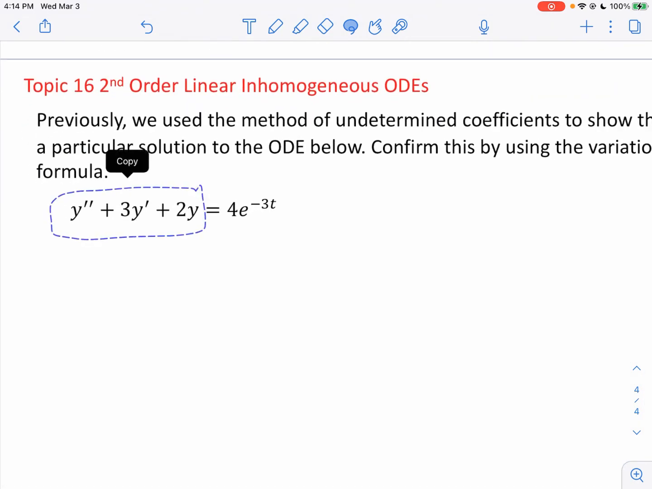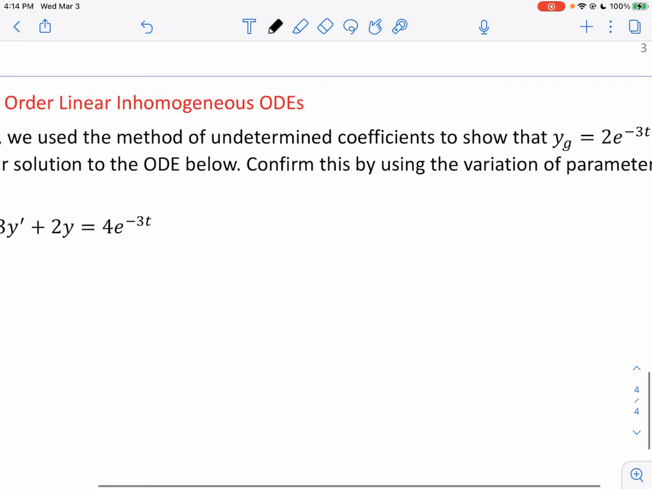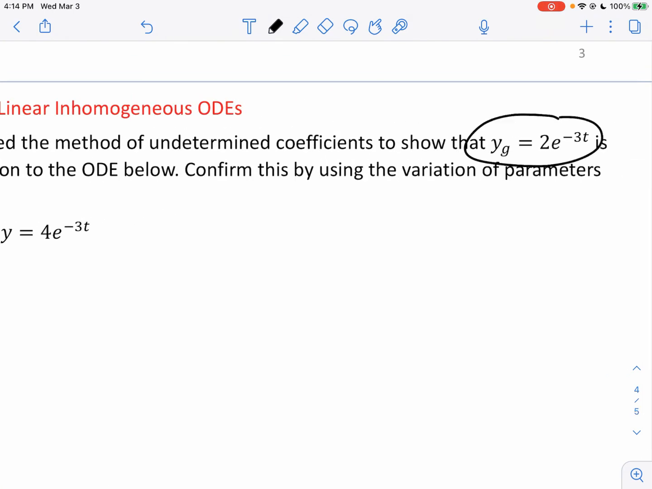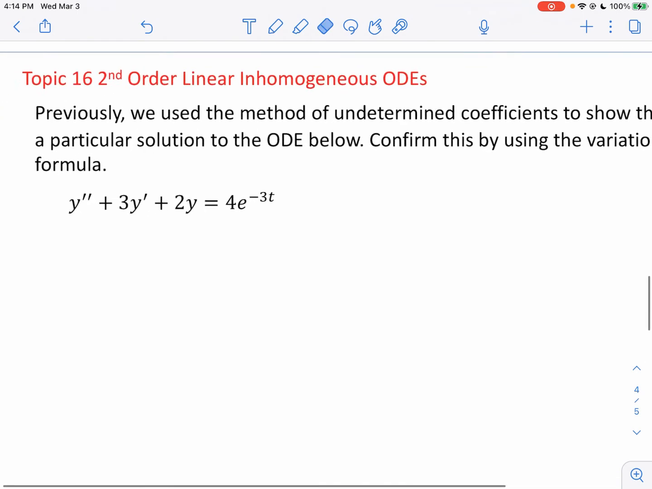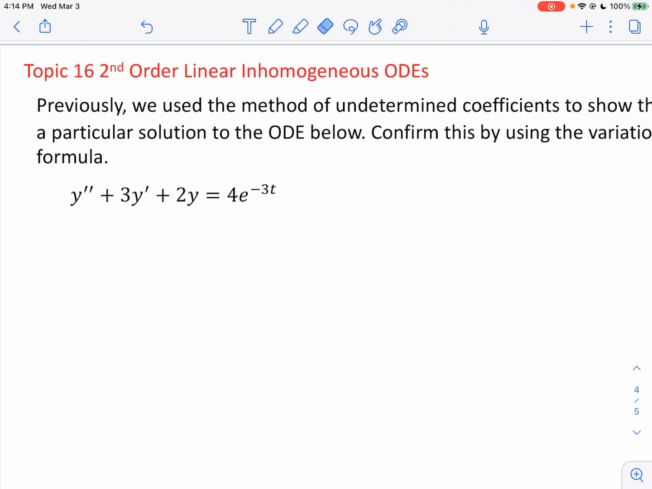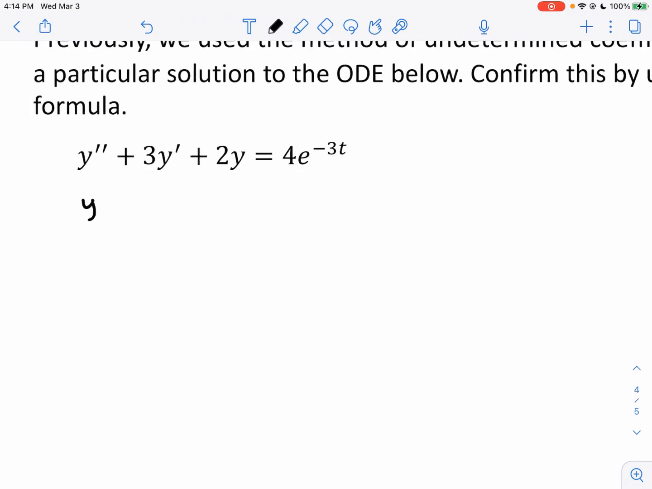This is a second order linear differential equation with constant coefficients. And the other side of this was a function form for which we could use the method of undetermined coefficients. And when we did that, we got this answer right here. But now we're going to do this a second way, and use the variation of parameters formula to get the answer. So we still need to consider the homogeneous version of this to find out my y1 and y2.